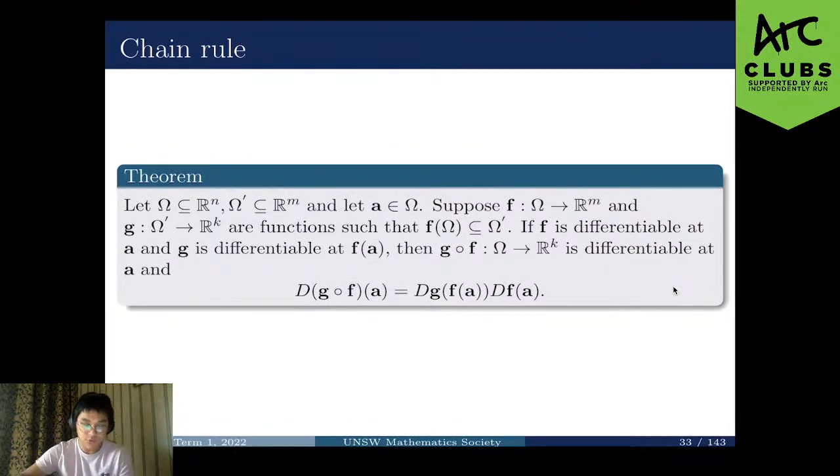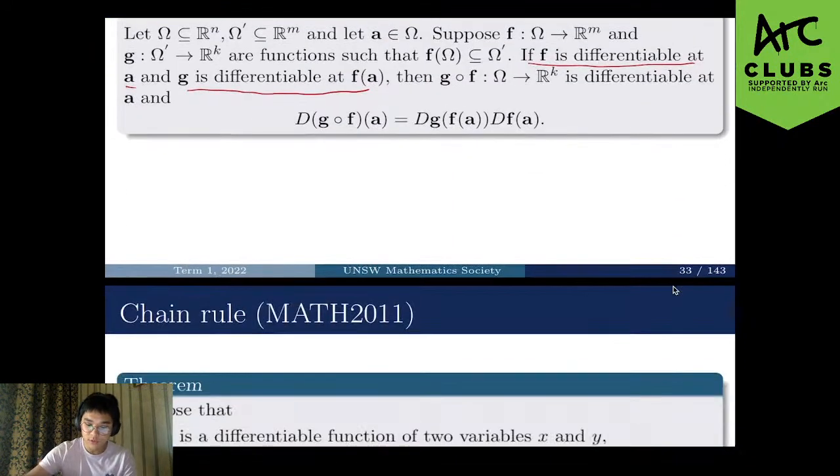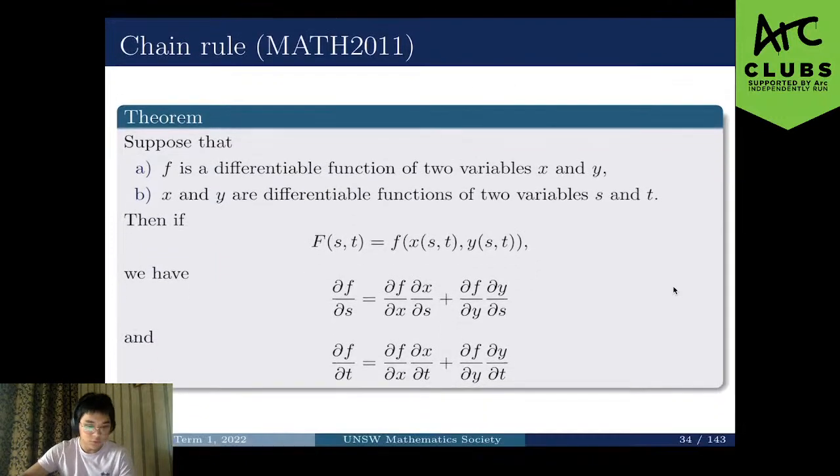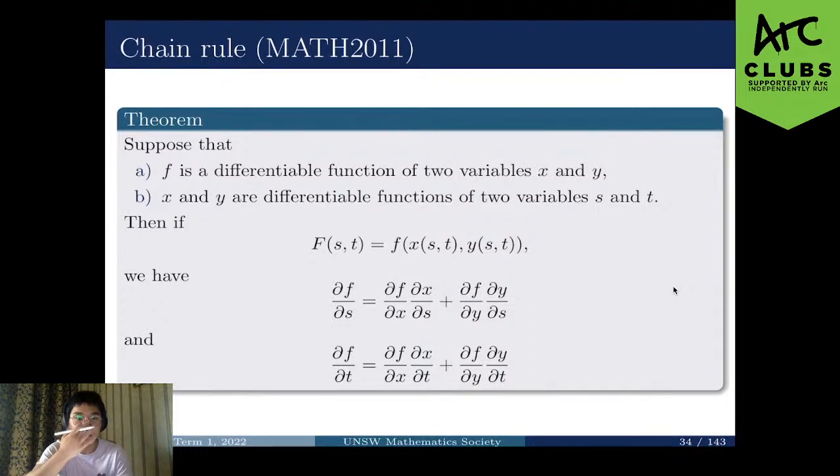So let's start with the chain rule, the definition. So if we have f, which is differentiable at a point a, and g that is differentiable at f(a), we know the result that the derivative of g of f at a is equal to the derivative of g at f(a) times the derivative of f at a. But if we look at it in more of how it's used in 2011.